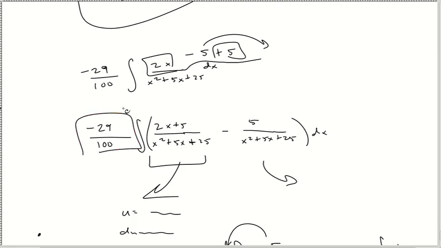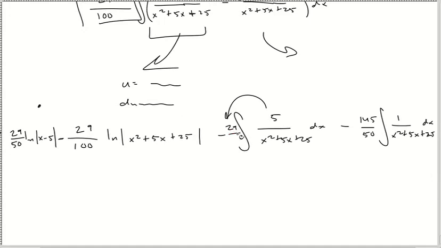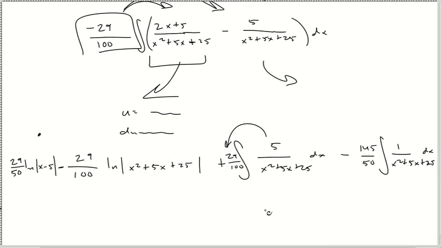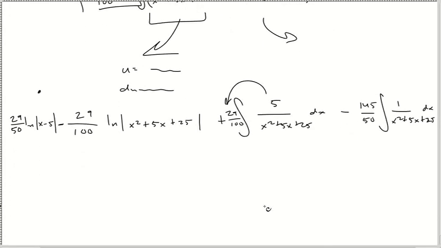See this guy? It applies to both of them. So he's technically a 29 over the 100 here. Two negatives make a positive. And so what I'm actually doing here is 29 times 5 divided by 100 minus 145 over 50. And there it is.